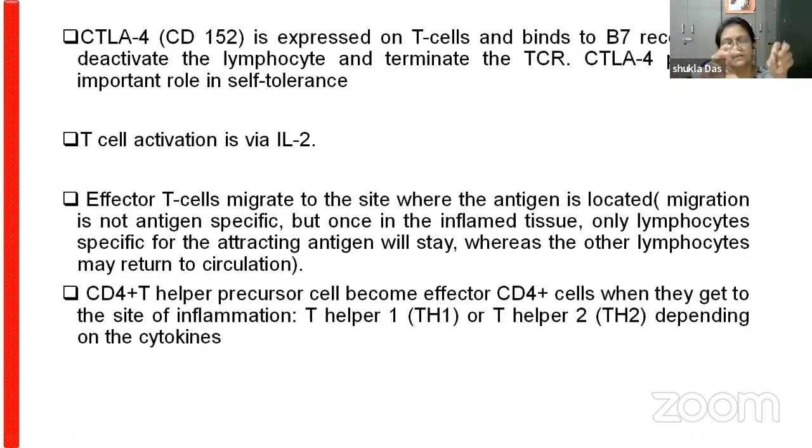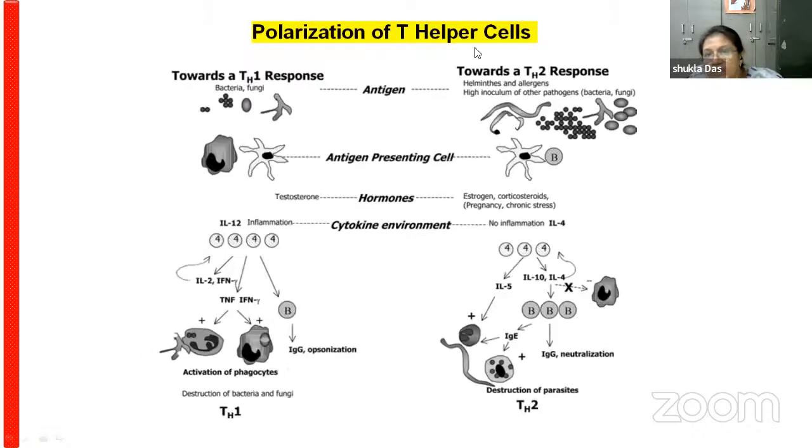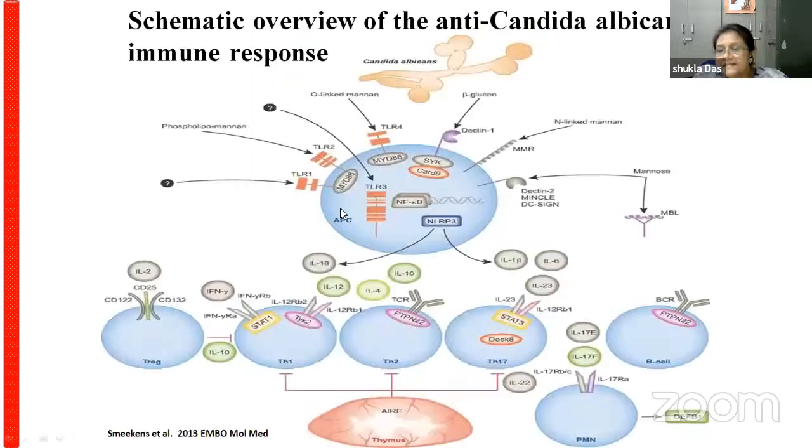You may ask, specific ones will go to the site, whereas the rest of the activated cells remain in the circulation. And so whether it is MHC1 or MHC2 or CD4, CD8 and the cytokine milieu, a Th1 or Th2 response will happen. So polarization is what it is called, depending upon the antigen, depending upon the cytokine. It can be either a Th1 or a Th2.